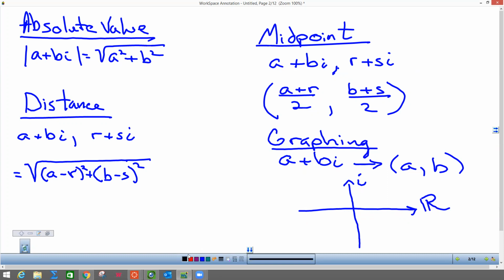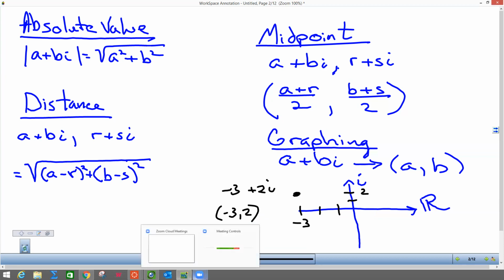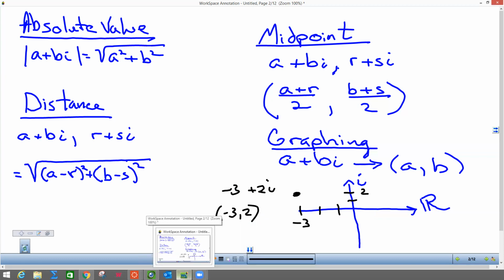So for instance, if I want to graph, let's say, -3 plus 2i, I am thinking about this as the ordered pair (-3, 2). Now, we don't have to write the (-3, 2), but it's -3 plus 2i. That means I'm going to go left 3, and I'm going to go up 2. I'm going to put a little dot right here, and you can write the ordered pair like that, or you can just leave it -3 plus 2i. That dot would represent this imaginary number. How many are thumbs up on how to graph these?